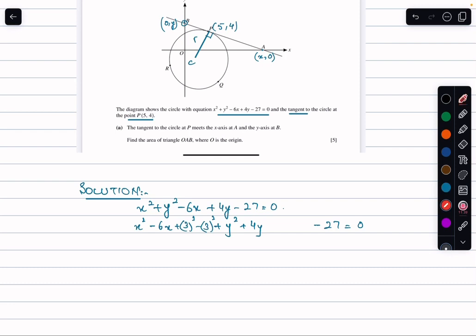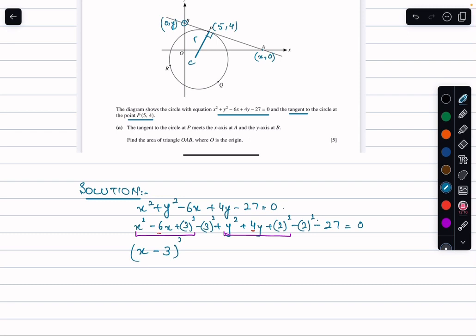The 4 here should also get divided by 2, and when I do that, it's 4 divided by 2, that gives me a 2. So I should say it's a plus 2 the whole square and a minus 2 the whole square. So the first 3 terms with x and the first 3 terms with y are giving me the algebraic identity, so that I can write them as x minus 3 the whole square.